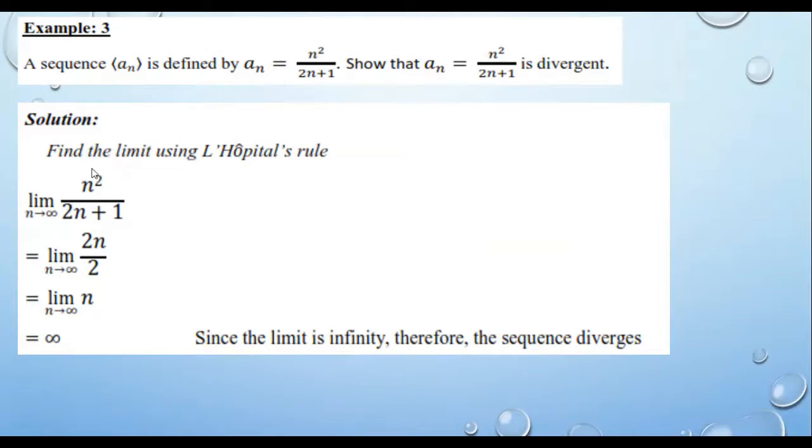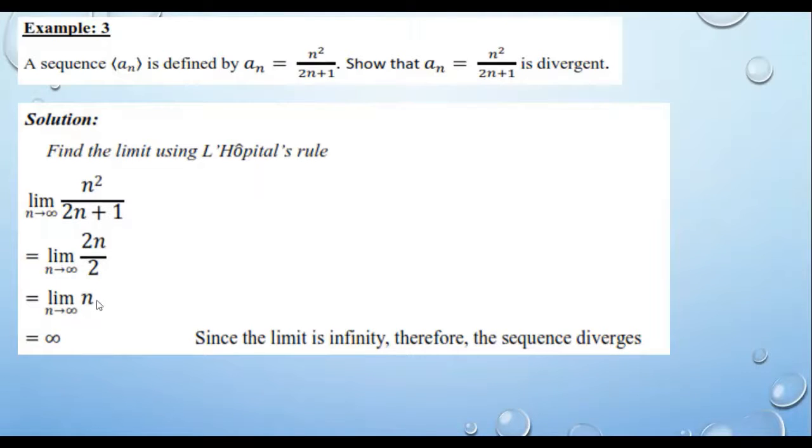Differentiate the numerator, we will get 2n. Bring the power in front, minus 1 from the power, n squared will become 2n. When we differentiate 2n, you get 2. When we differentiate 1, you get 0. So the answer you get is 2n upon 2. So you can see 2 and 2 is common. 2 and 2 will cancel from the numerator and denominator. So what is left is n. So once only n is left, instead of n, you put infinity, and the answer will be infinity.